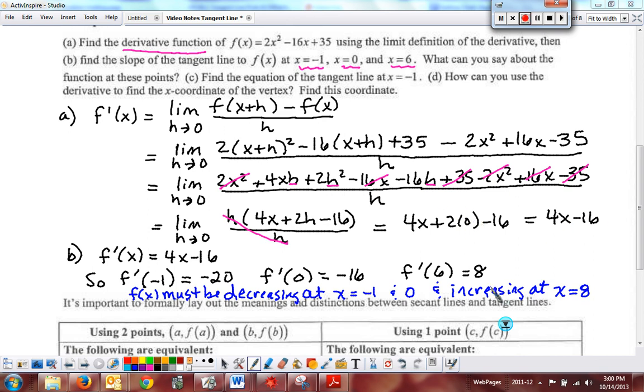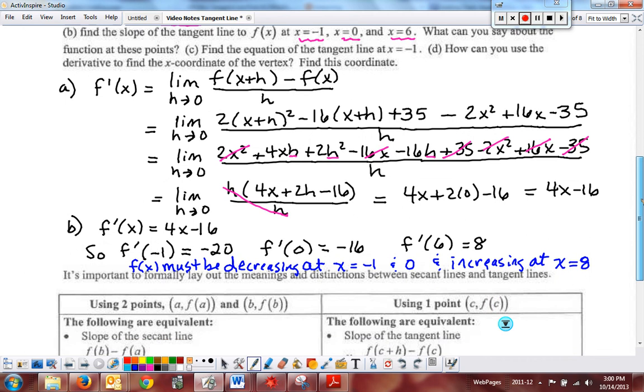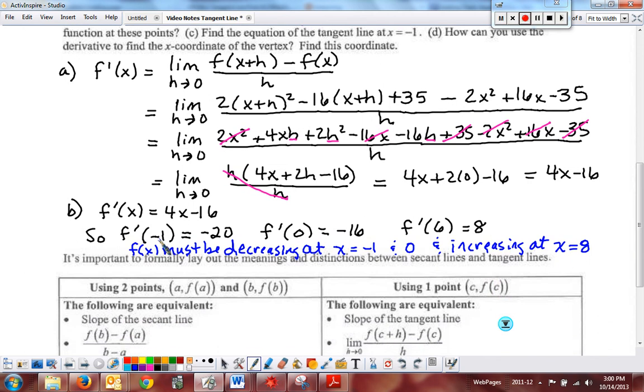Here's our formula for our derivative. So f prime of x is 4x minus 16. Then from there, plug and chug, plug in -1, plug in 0, plug in 6. And what does this tell us about the derivative? That the function itself, if you have a negative sloped tangent line, the function must be on a decreasing section. So at -1 and 0, the function must actually be decreasing at those points. And it must be increasing at 6 because it has a positive rate of change.